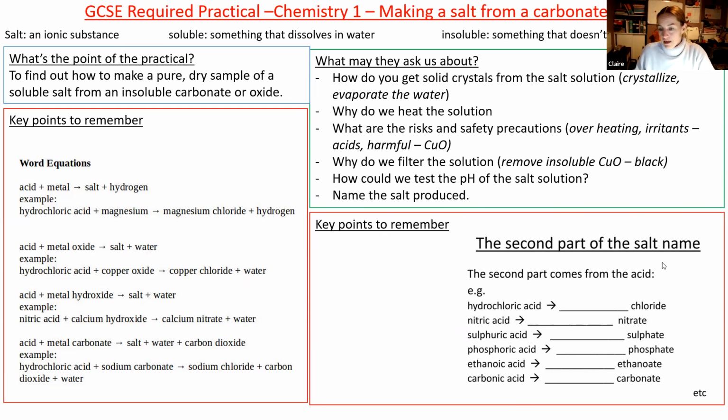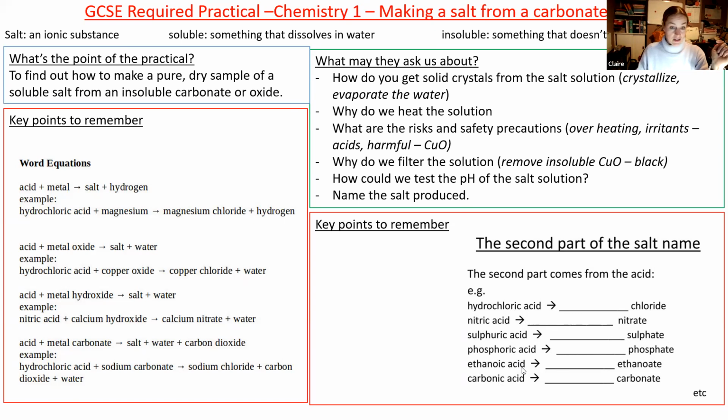And the second bit that's really important is you've got 3 main acids that you will be learning about for GCSE. You need to know the name of the salt depending on the acid you use. So if it's hydrochloric acid, the chlorine will attach to the metal and form a chloride salt. If it's nitric acid, it will form a nitrate salt, and if it's sulfuric acid, it'll be a sulfate salt. Now, these are just little extra ones.